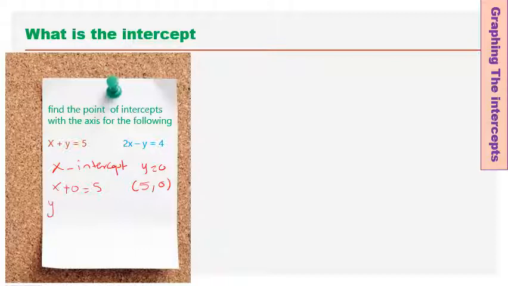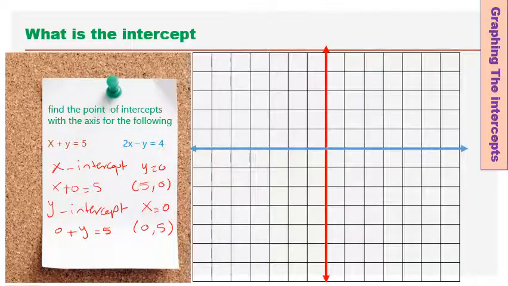But the y-intercept means that the x is 0. So put x as 0 and then find y. Y will be 5. So your x is 0 and your y is 5. So let's graph this straight line just by putting the intercepts: 5 on the x-axis, 1, 2, 3, 4, 5, and the y is 0. Then your x is 0 and your y is 5. This is the second point, and we are going to join the straight line.